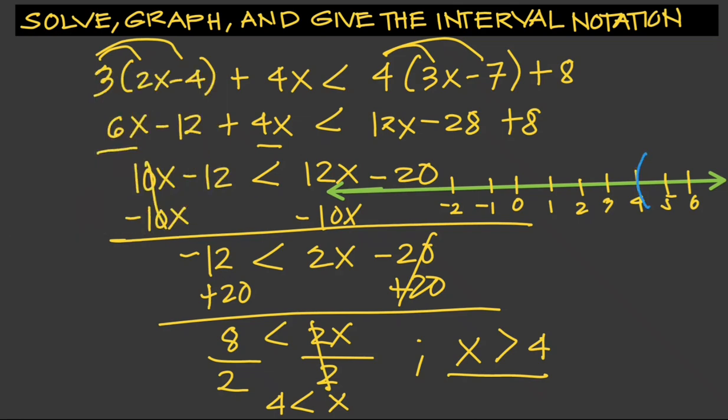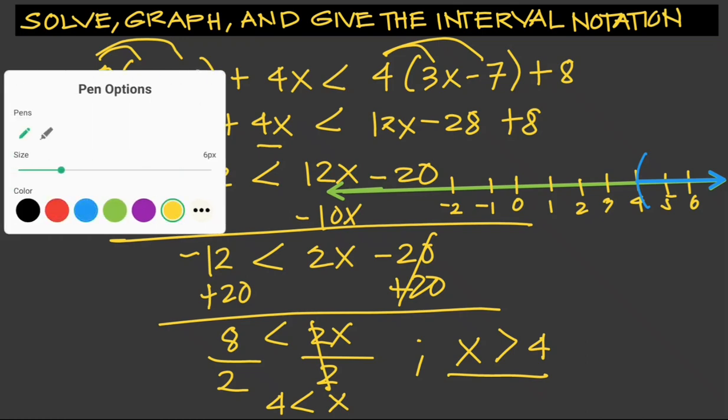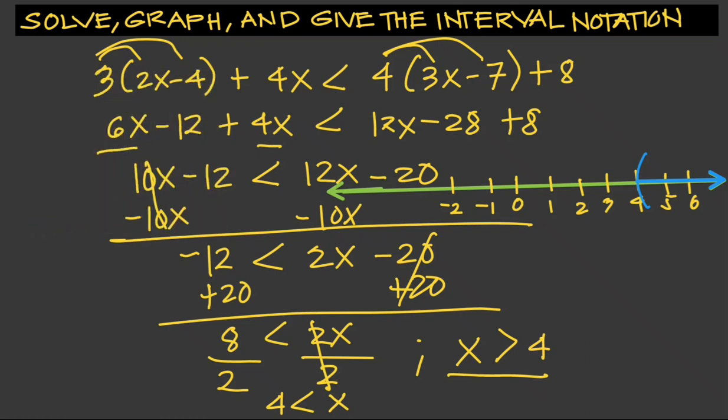Okay, and then going to the right, because it's greater than 4, so positive. Therefore, our interval notation for this inequality is just 4 to positive infinity. So it's open to the left and to the right.